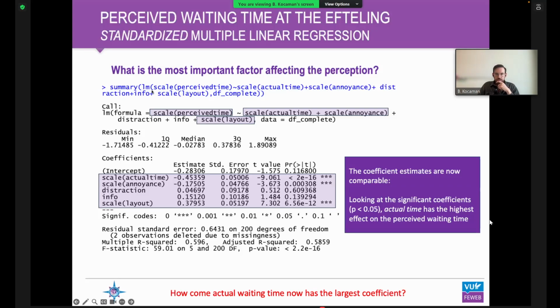The way you do this in R is for each metric variable, and it's important because we also have dummy variables here, you put the scale function around each of them and just write the model equation again. So scale perceived time tilde scale actual time, scale annoyance, and scale layout. And distraction and info stay the same because they are dummy variables.